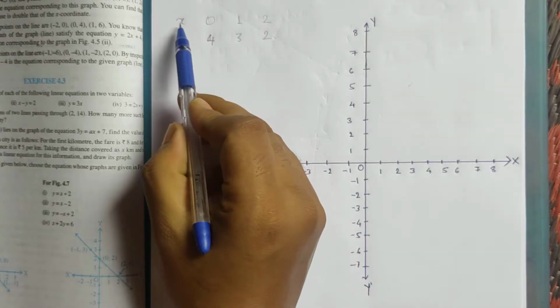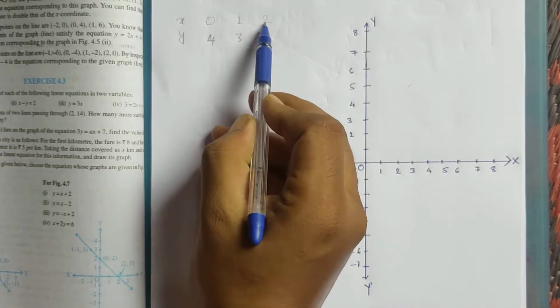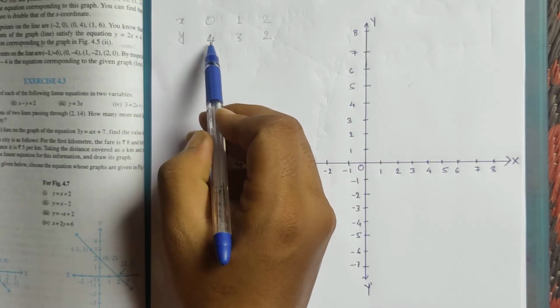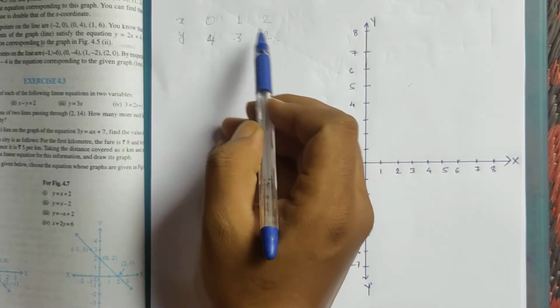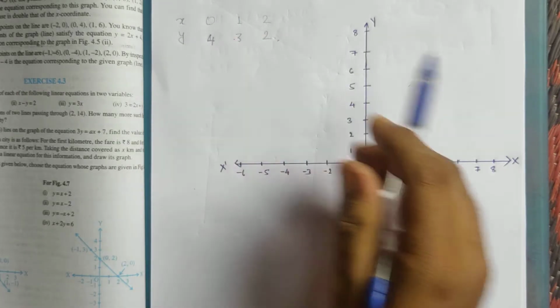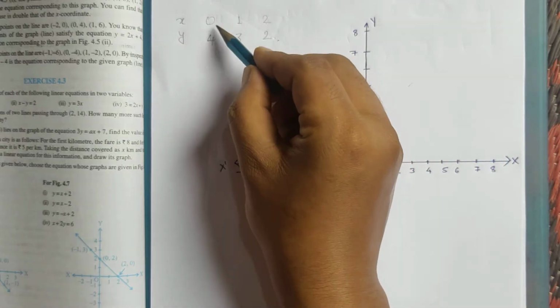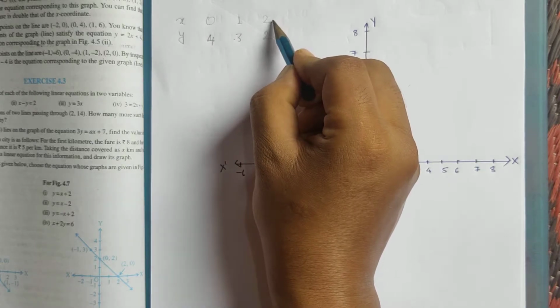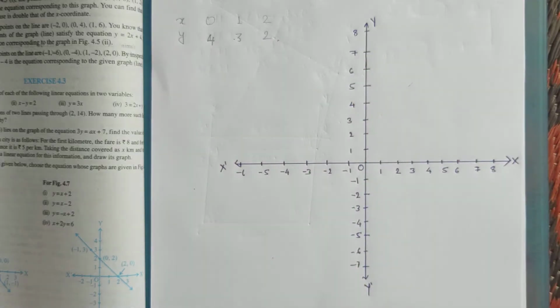So these are the points. The values of x are 0, 1, 2, which we chose on our own, and then the values of y, which we find from the given equation, are 4, 3, 2. When the value of x is 0, the value of y is 4. If the value of x is 1, then the value of y is 3, and if the value of x is 2, then the value of y is 2.